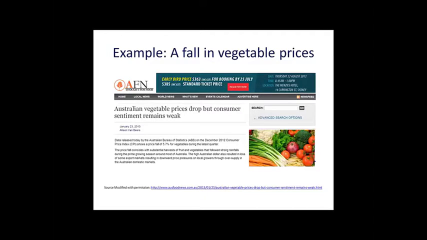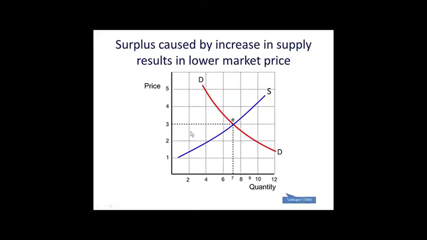As an example of this, I have found a news article from this website which describes the circumstances for a price drop in vegetable prices. The article argues that because of strong rainfalls and pressures on local growers to dump vegetables on the market because of a lack of demand for them from foreigners, we arrive at this low price situation. So let's use a graph to describe what's happening here.